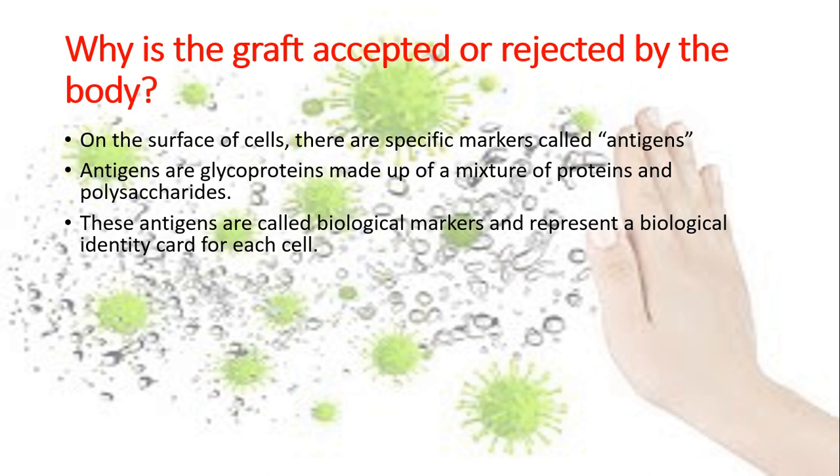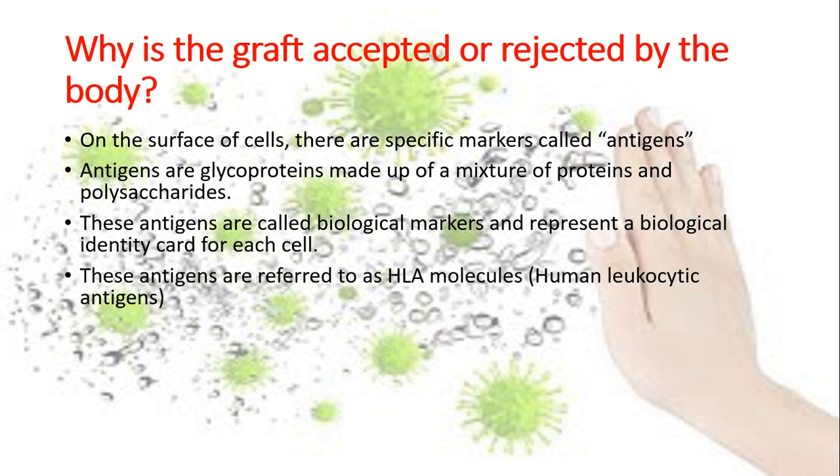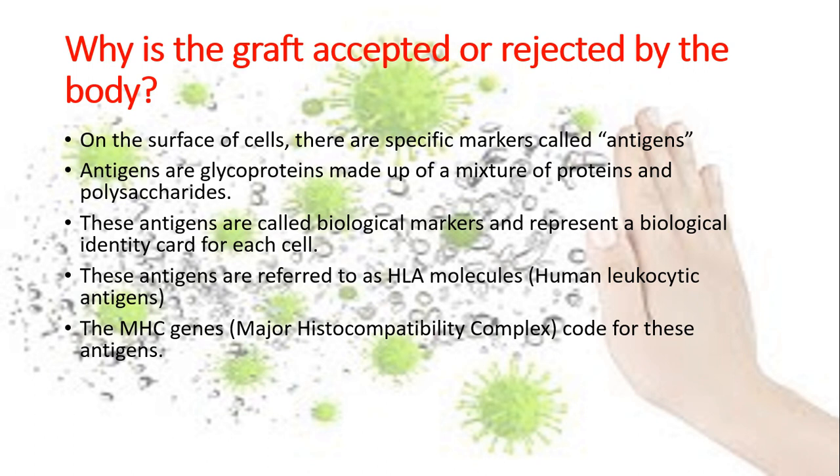So now, because each cell has this biological identity card, this makes it clear for our immune cells to be able to distinguish between those self markers and the non-self markers which do not belong to our bodies. These antigens are referred to as the HLA molecules, or the human leukocytic antigens.